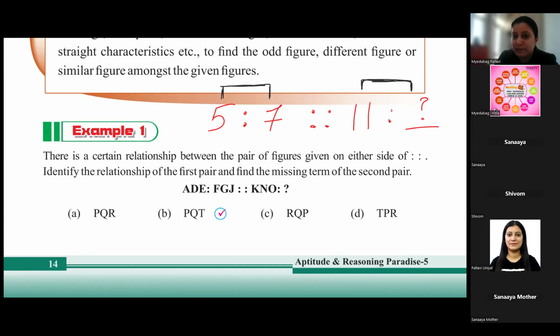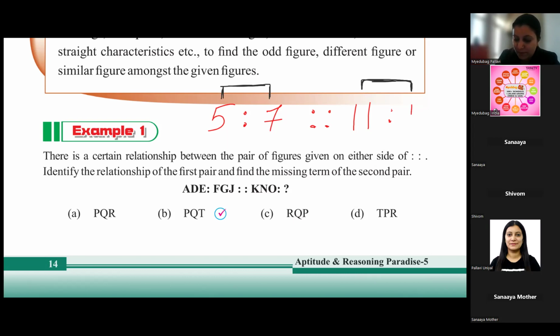Can I solve this for 2 minutes? Yes. Sanaya, you can also try this. 5 is to 7. 5 is related to 7. In the same way, 11 will be related to which number? 13. Very good, Shivam. That's correct, 13.